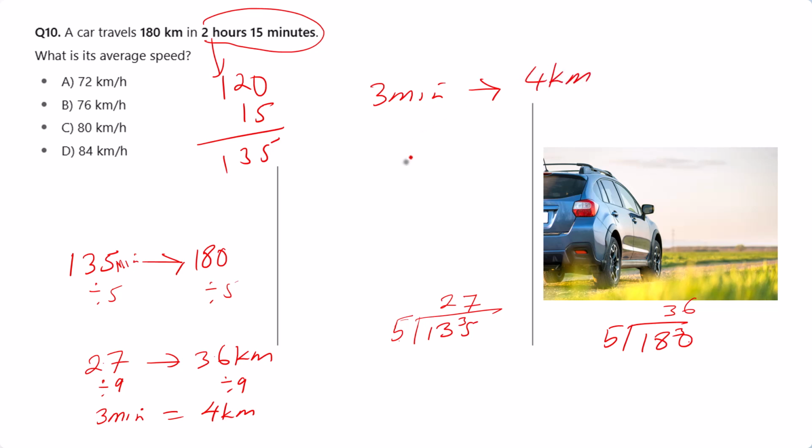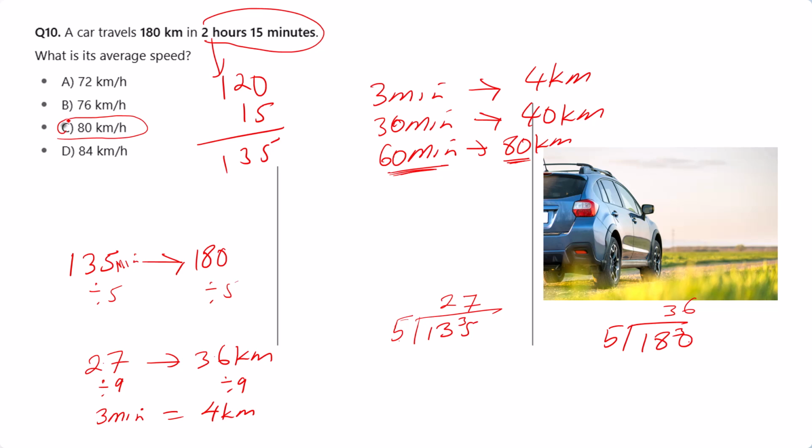But I want 60 minutes. First, I can do 30. I times this one by 10. And that means I can times it by 10 as well. And that'll be 40. Once I get 30, I can now then get what? 60. I can just double that to get 60. And that means I need to double that, and that's going to give me 80 kilometers. So in 1 hour, which is 60 minutes, it does 80 kilometers. That means that this is the average speed. And that's how to do that question.